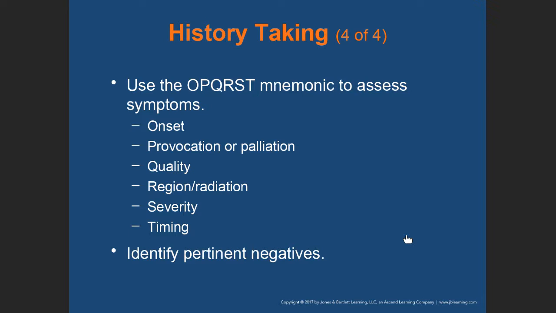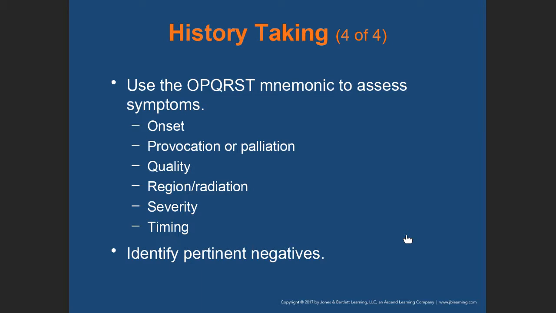Region and radiation is R. Region is where. Where exactly on your body is the discomfort? Okay, that discomfort that you're having, do you feel it move to anywhere else on the body? Severity: on a scale of 1 to 10, 1 being the least, 10 being the most, what number would you give this pain?